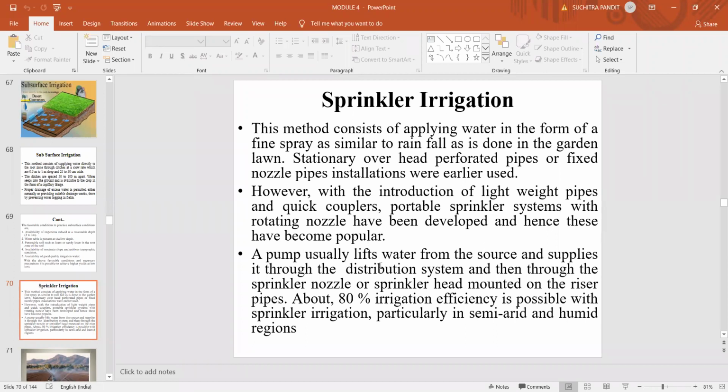A pump usually lifts water from the source and supplies it through the distribution system and then through the sprinkler nozzles or sprinkler heads mounted on the riser pipes. About 80% irrigation efficiency is possible with the sprinkler irrigation method, particularly in semi-arid and humid regions. You can go in for the sprinkler irrigation method.